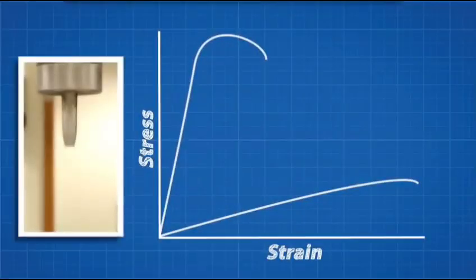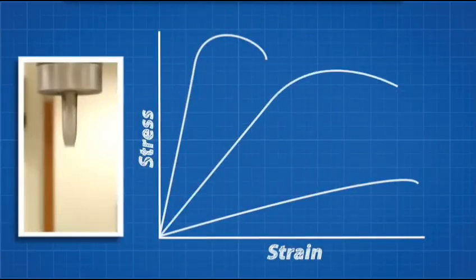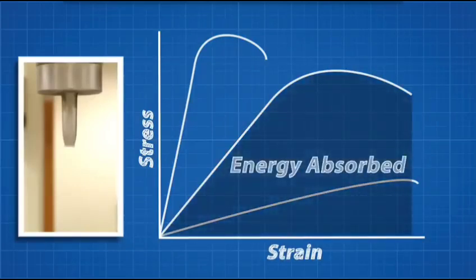So we've seen a stiff material and a flexible material. Now let's look at a material in between. This material can be described as tough and ductile. Tough simply means the material can absorb a lot of energy without breaking. The area under the graph here defines how much energy is absorbed.